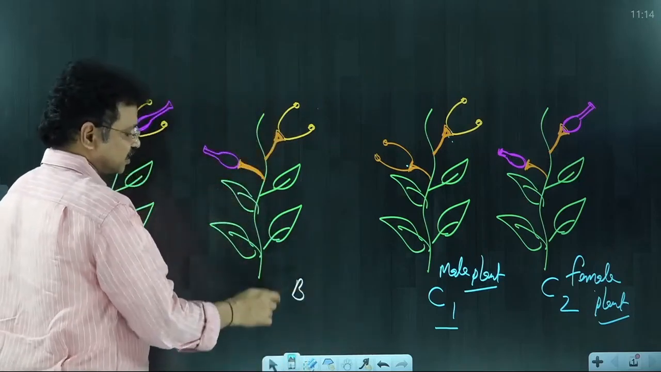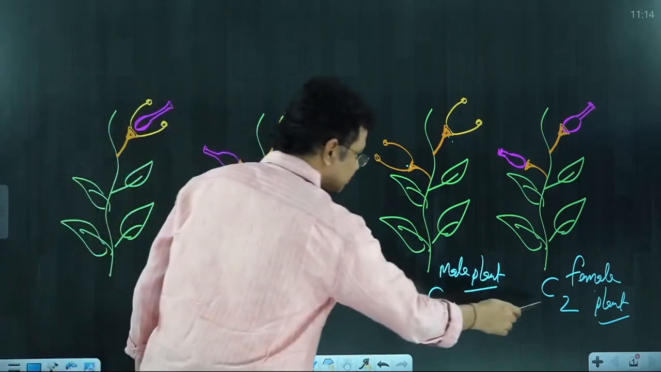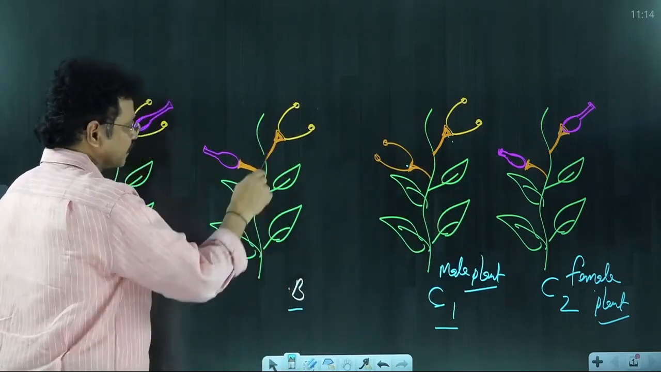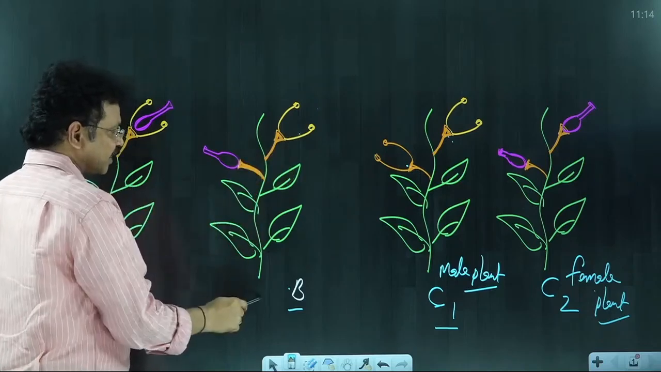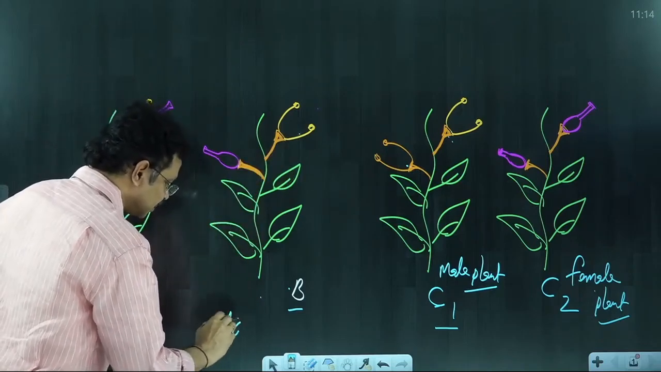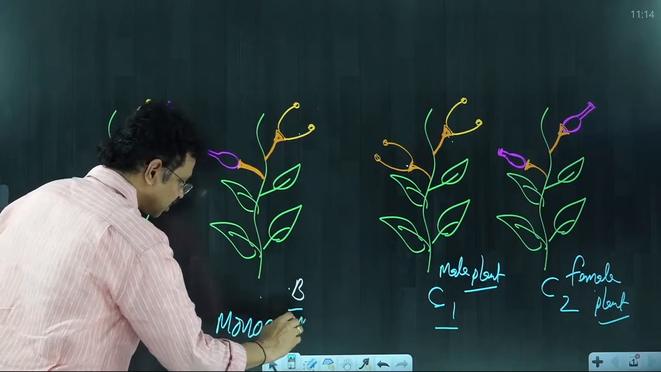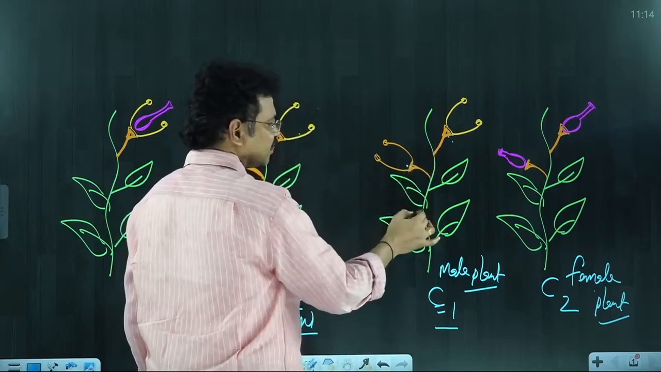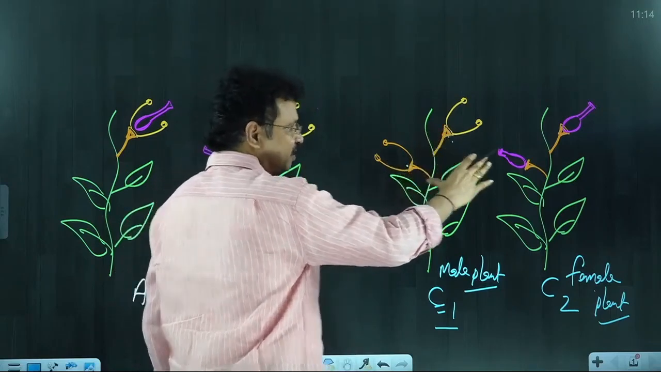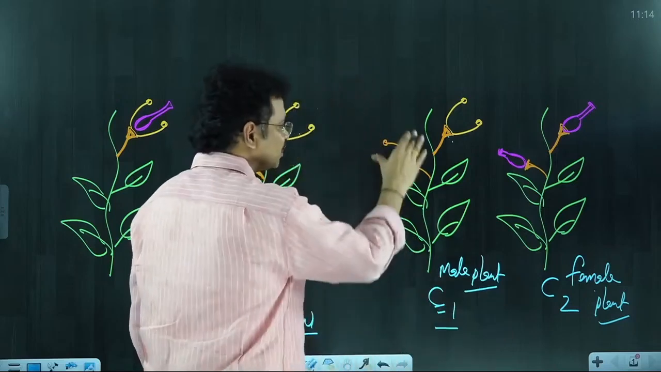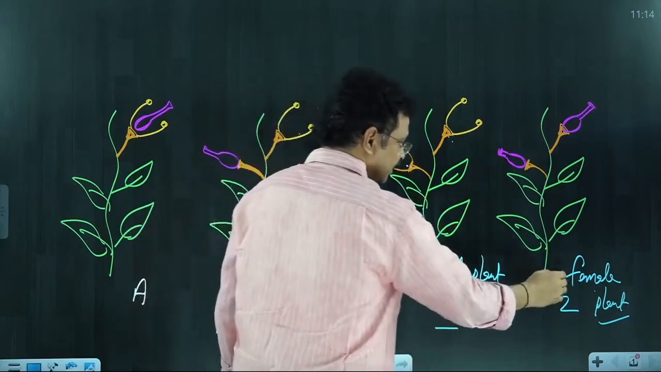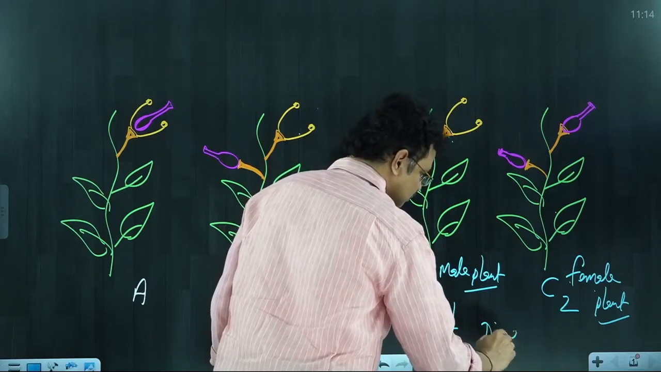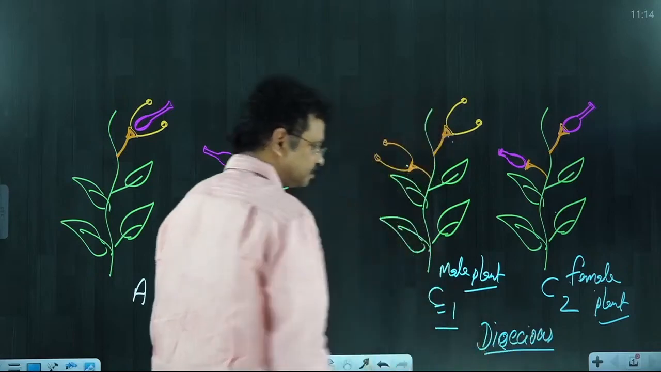B and C, one common feature is there. In the plants B, C1, C2, flowers are unisexual. But the major variation from B to C, in B both male and female flowers are present on the same plant body. Hence, the sexuality of this plant is monoecious. Whereas in the plants C, a single plant possesses either completely male flowers or completely female flowers. If only male flowers are there, that is the dioecious male plant, and this is the dioecious female plant. So, the sexuality of the plant C is the dioecious plant.